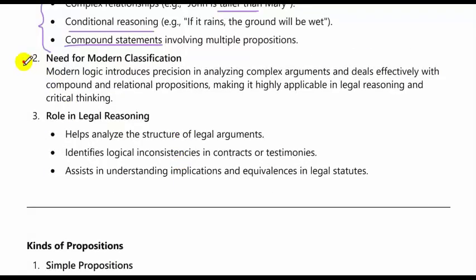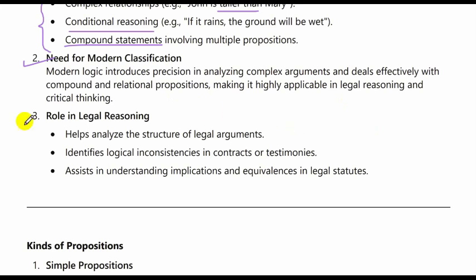Next, let's look at the need for the modern classification. Modern logic introduces precision in analyzing complex arguments and deals effectively with compound and relational propositions, making it highly applicable in legal reasoning and critical thinking.